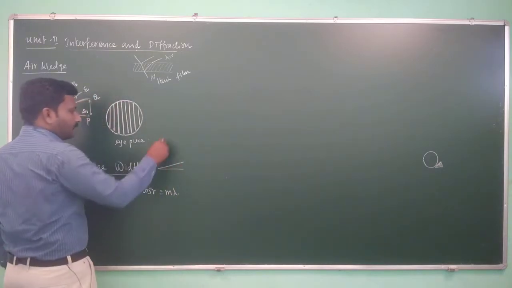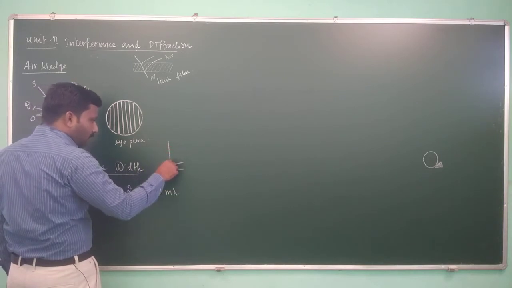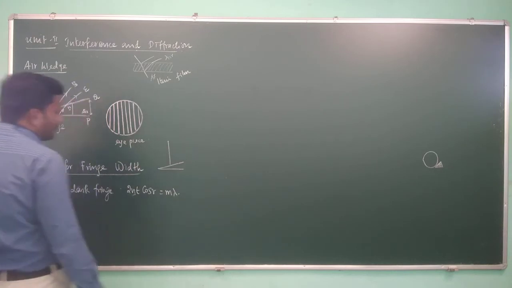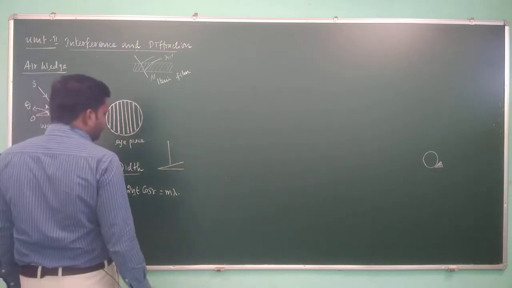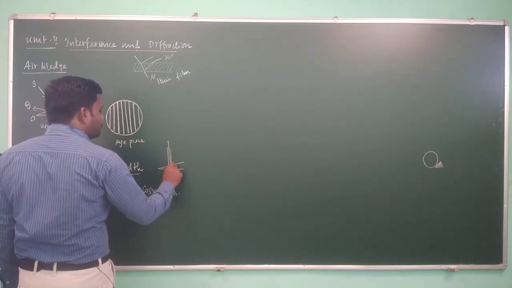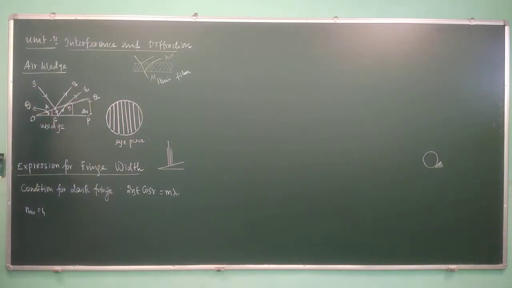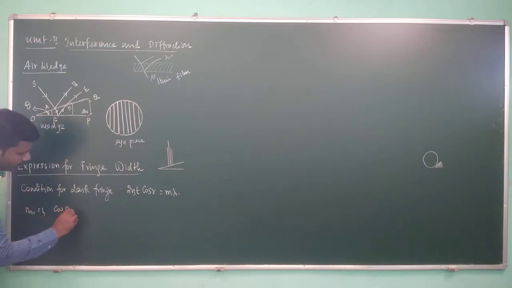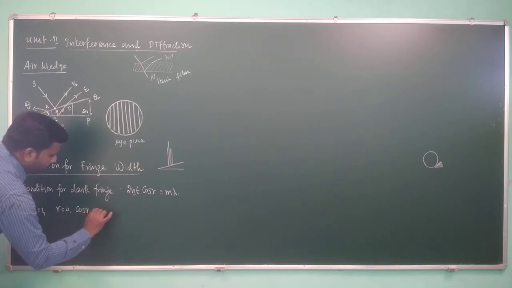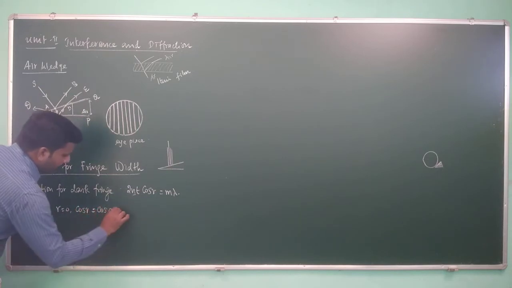We assume the case where, for the air wedge, the incident light ray is coming normal to the air wedge, and the reflected ray is also parallel to the incident ray. This is the condition we are assuming. So in that case, r is equal to 0, so cos r, which is equal to cos 0, is equal to 1.